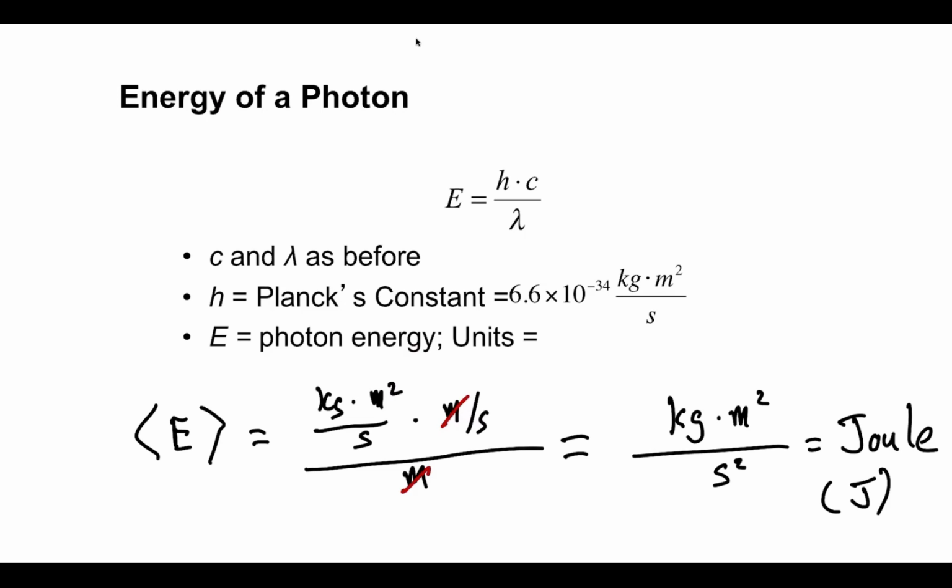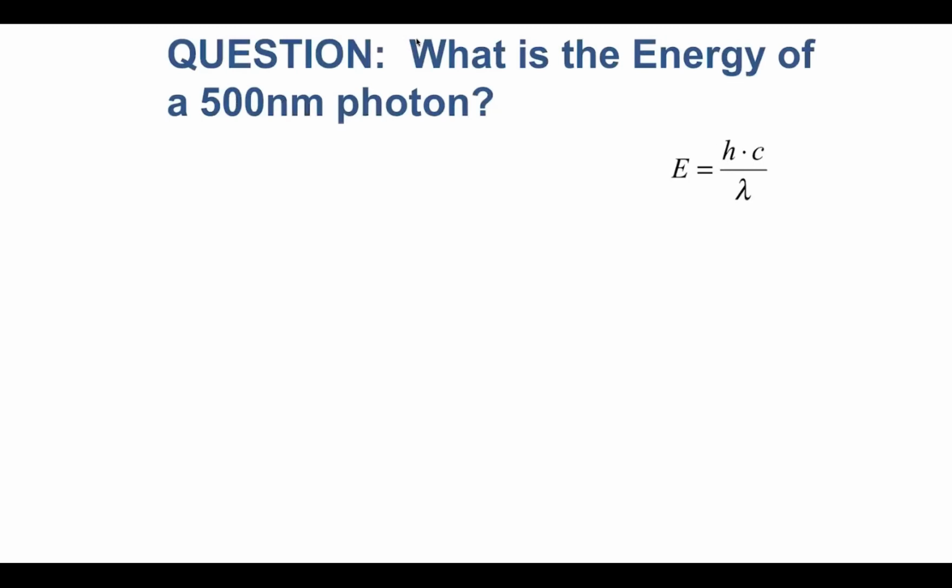Okay, let's try this equation out for size. What is the energy of a 500 nanometer photon? Our formula is E equals h times c over lambda. We can just plug those numbers in. That's 6.6 times 10 to the negative 34.